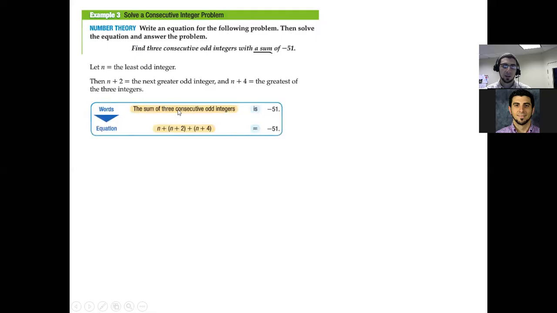So n plus 2 plus n plus 4 is equal to -51. So that's our equation. Then you combine like terms. Okay, so I have n plus n plus n, it gives me 3n, add the constants, 2 and 4 makes 6. Then I still set it equal to -51. And now it's a multi-step equation. Going to subtract 6, divide by 3.